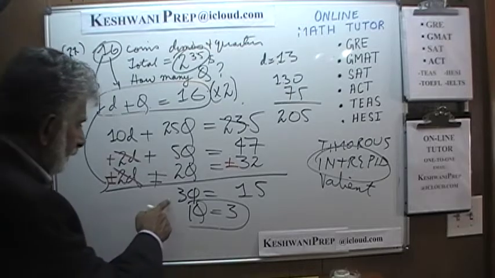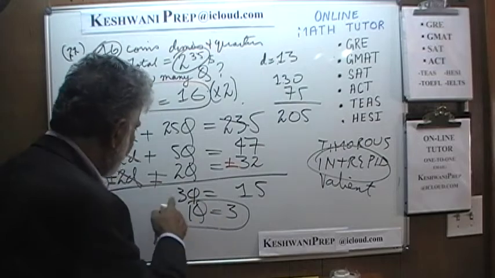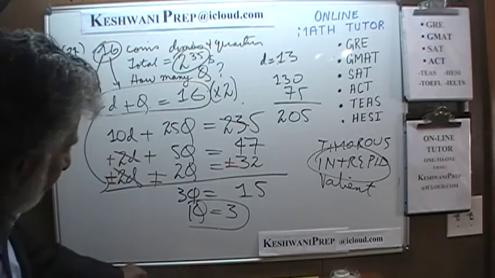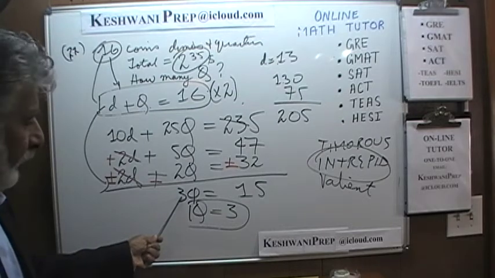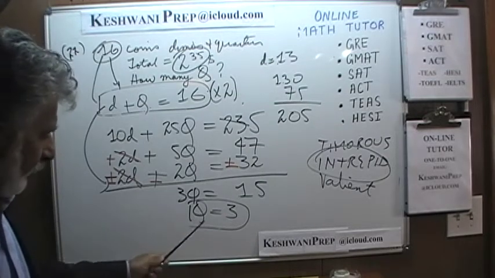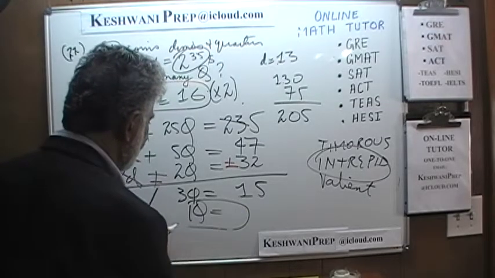Oh! 3q equals 15, and if you divide both sides by 3, we're dividing by 3, not 5. You see, this is how you catch your mistake, which is why it's always a good idea to verify your work. 3q equals 15, so q is equal to 5, not 3. Q is equal to 5.